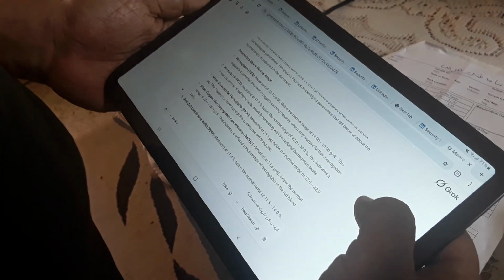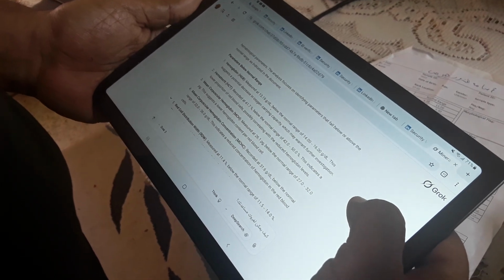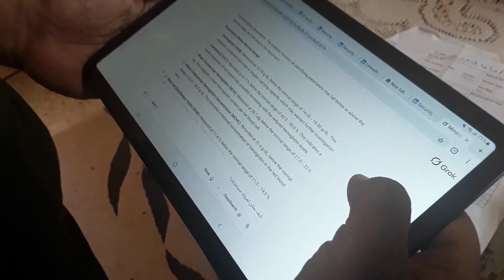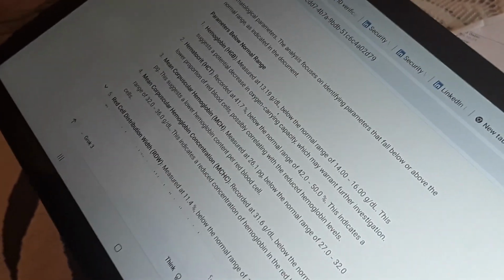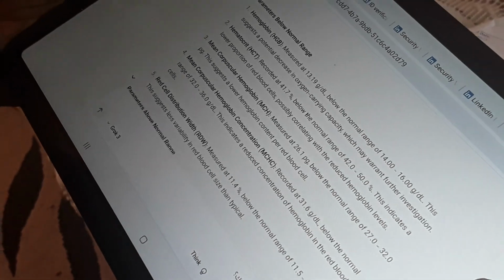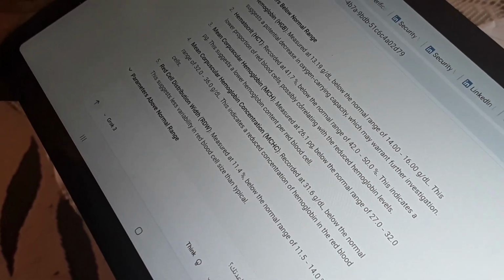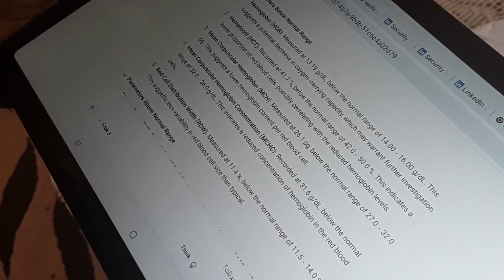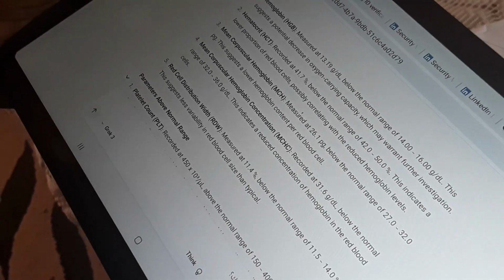Parameters below range, normal range: HGB, measured 13.19, below the normal range which is 14 to 16. This suggests a potential decrease in oxygen carrying capacity, which may warrant further investigation. HCT, this one is below, so this indicates a lower proportion of red blood cells.